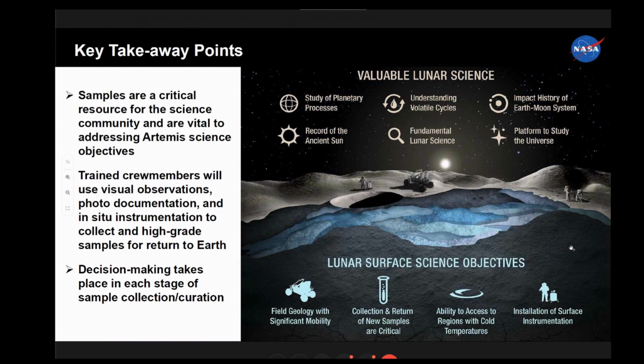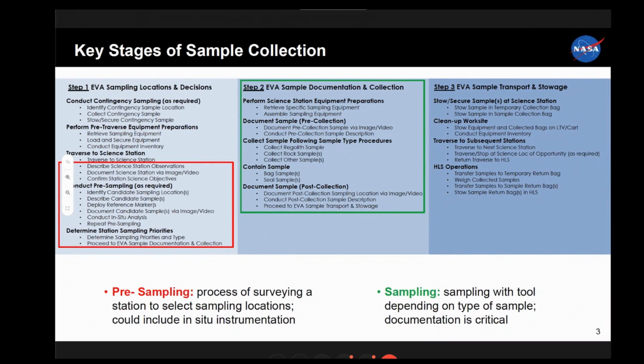So this is a chart that was presented back in May. It shows the Artemis surface science objectives across the top, with the benefits of the Artemis program and the questions being answered at the bottom. I don't need to tell this community that samples are a critical resource for addressing these science objectives. First and foremost, we've heard a lot today that the best resource is a well-trained crew member who uses their brain as well as their observations and documentation skills to provide the critical science data. If the mission architecture supports it, we might also have in situ instruments, but I'll talk about that in a second.